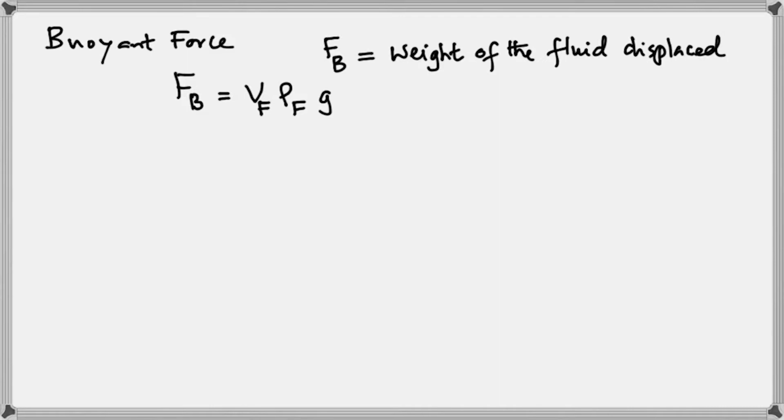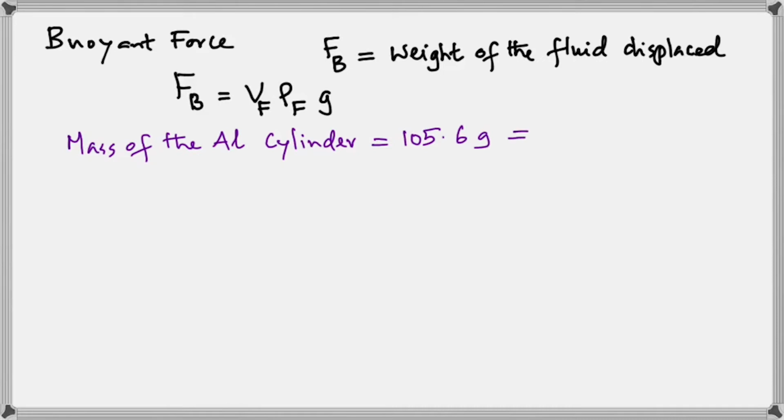So now give me the numbers that you got yesterday in the lab. Like, what was the mass of the aluminum cylinder? 105.6 grams. We'll change into kilograms. Divide by 1,000, that will be 0.1056 kilograms. And what was the mass of this cylinder in water? 67.3 grams.